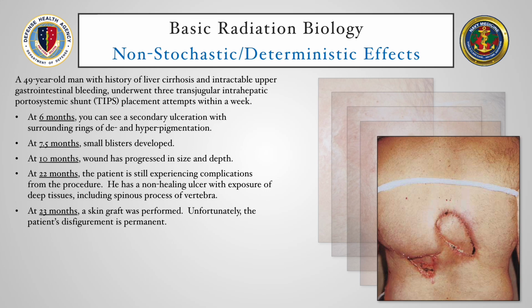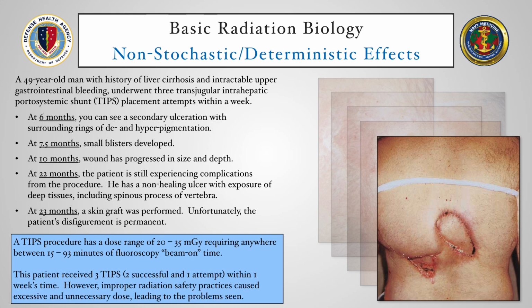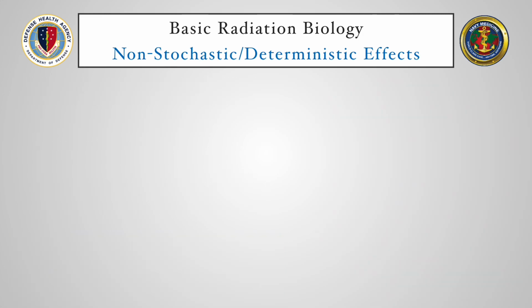Through additional research, I was able to say that the TIPS procedure will typically have a dose range of 20 to 35 milligray, requiring anywhere between 15 and 93 minutes of fluoroscopy beam on time. But looking at the pictures, we know that the patient didn't have just erythema. He had epilation, blistering, moist desquamation. So the practices that the fluoroscope operator employed were not optimal, and it produced way more than the 20 to 35 milligray that I just mentioned. Please don't let this extreme example scare you.